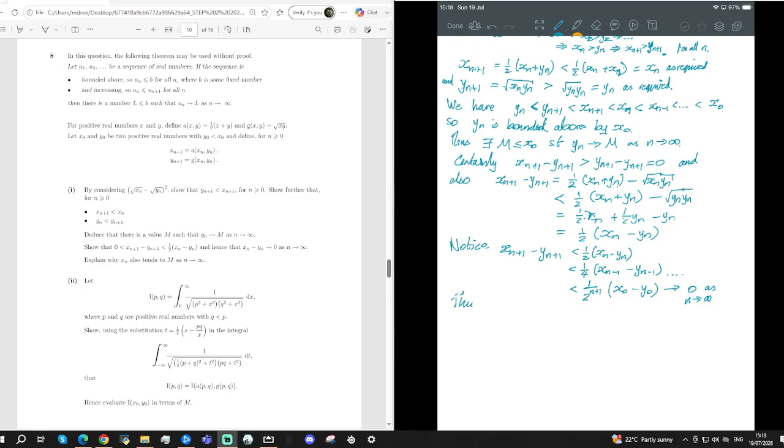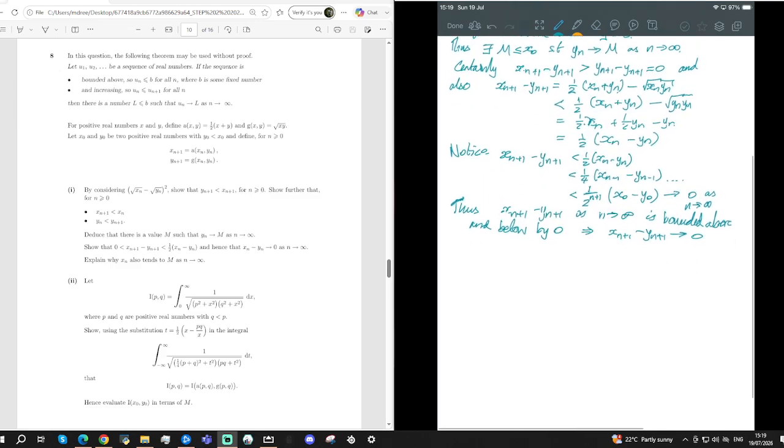Thus, xn plus 1 minus yn plus 1 as n tends to infinity is bounded above and below by 0. That means that xn plus 1 minus yn plus 1 has to actually tend to 0. Its upper limit is getting smaller and smaller and smaller. Its lower limit is 0, so it has to tend towards 0 at the end.